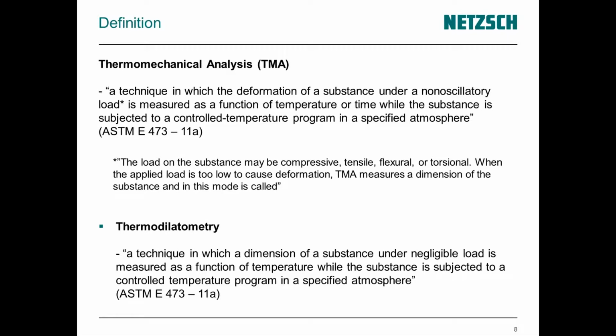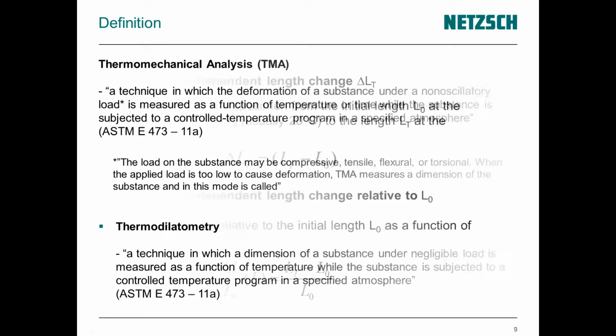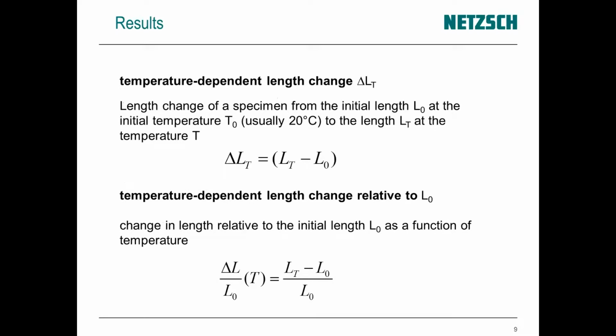If you apply a load to the sample which is very small, so that you do not cause any deformation of the sample, then the mode is called thermodilatometry. So the difference between these two techniques is that for TMA you apply a non-oscillatory load, and for dilatometry you measure the dimension of a substance under a negligible load.